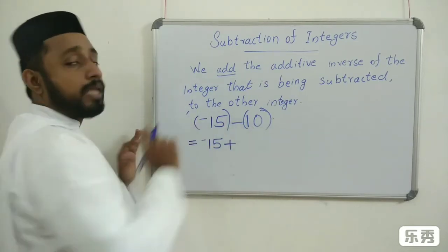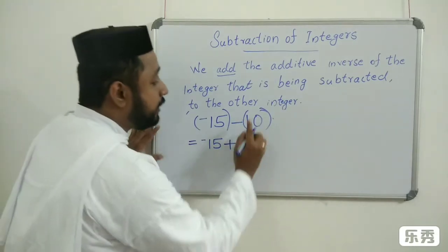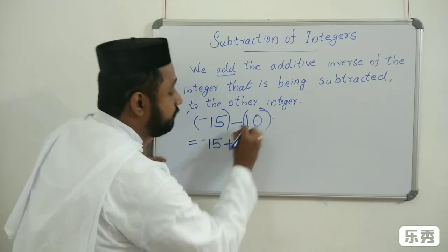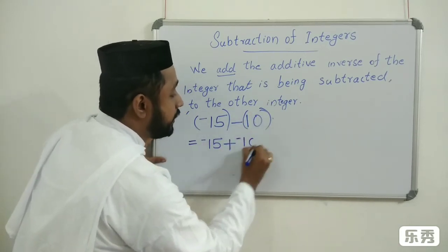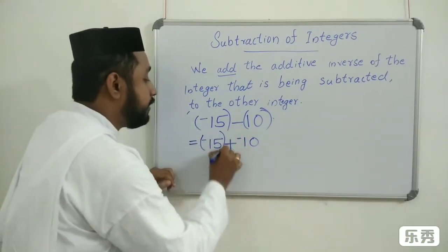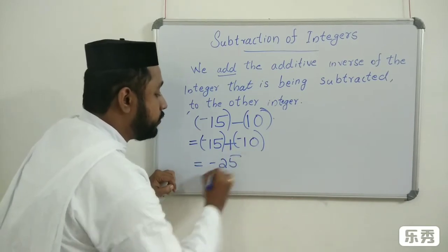Then next term is 10, positive 10. Then we also have to change the sign. Here plus 10. Then we change minus into plus. We also change the sign of the next term. Therefore, plus 10 becomes minus 10. So minus 15 minus 10 is equal to minus 20.